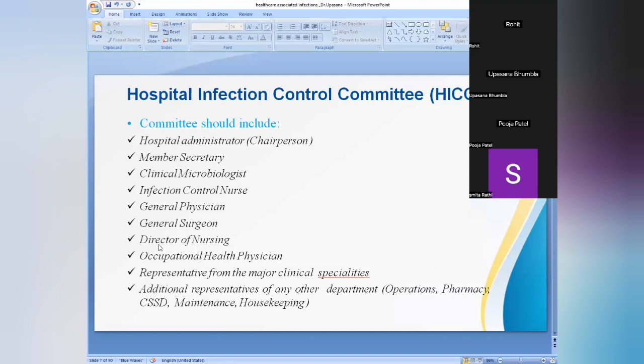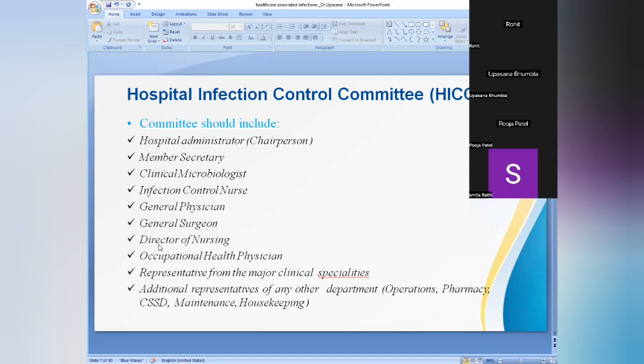helping out in the GDA and the support staff, pharmacy, whether the drugs are being adhered to the strict protocol policies or not, CSSD, whether we have the central sterile supply department, then the maintenance and the housekeeping team for maintaining and cleaning and disinfecting the areas of the hospital. So in short, the Hospital Infection Control Committee has 7 to 8 prime members without whom this HICC committee cannot be formulated.